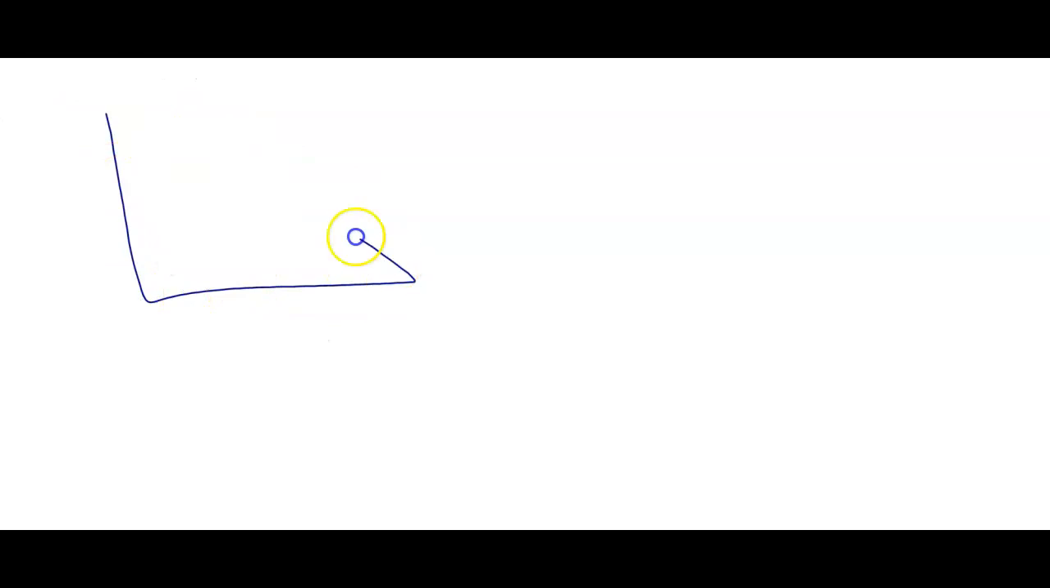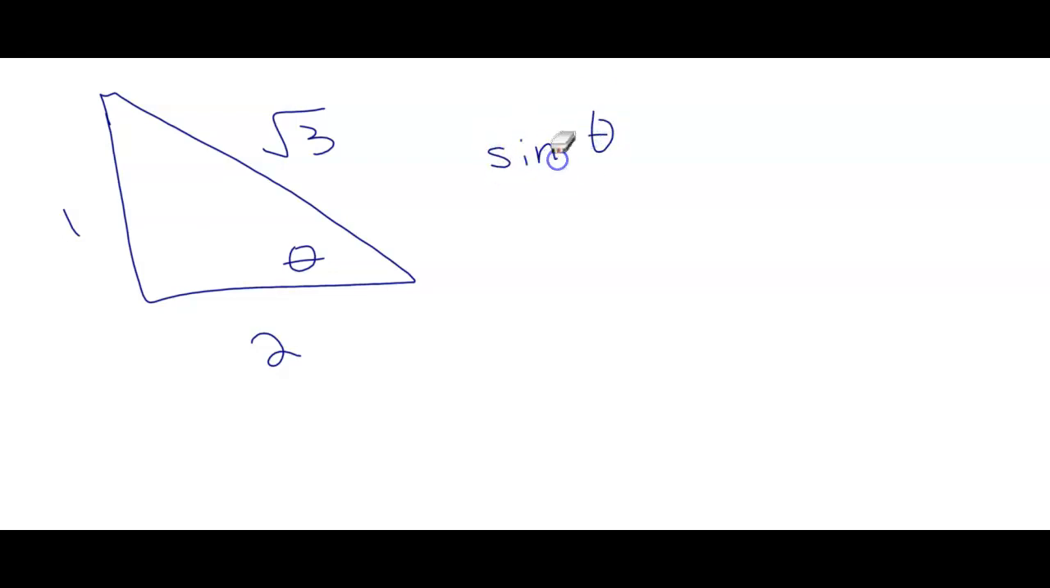so if I have a triangle that's 1, 2, square root of 3, let me just start over there. And my theta was down here. And if I was asked to find the sine of theta, well, the sine of theta is going to be the opposite, which is 1, over the hypotenuse, which is the square root of 3.